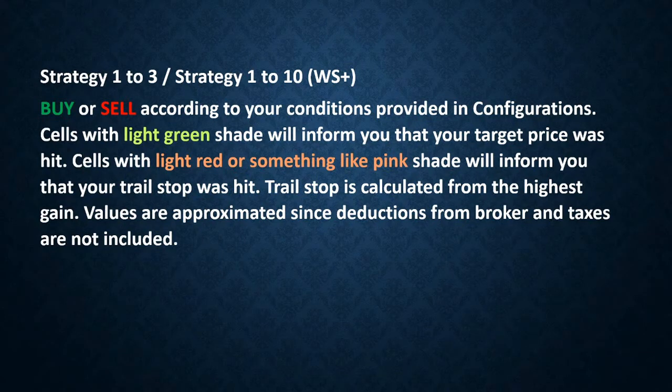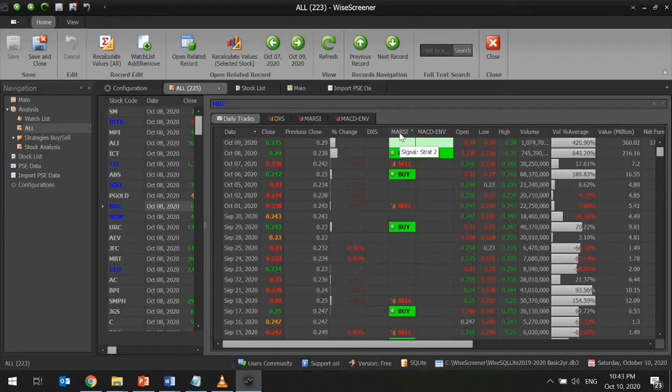Strategy 1 to 3, or 1 to 10 for WiseScreener Plus users. Display buy or sell values according to your conditions provided in configurations. Cells with light green shade will inform you that your target price was hit. Cells with light red or something like pink shade will inform you that your trail stop was hit. Trail stop is calculated from the highest gain. Values are approximated since deductions from broker and taxes are not included.